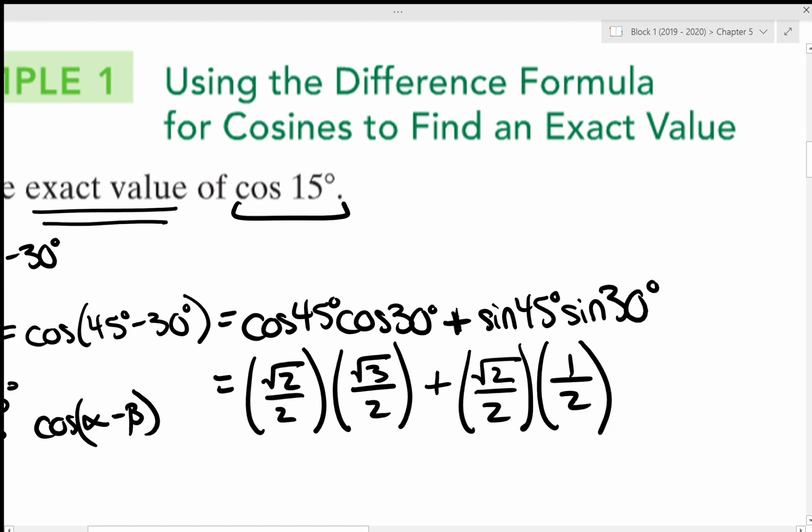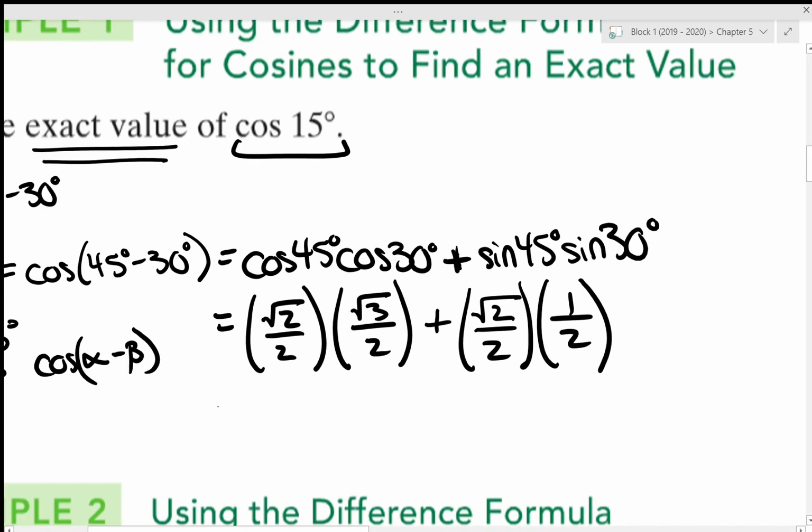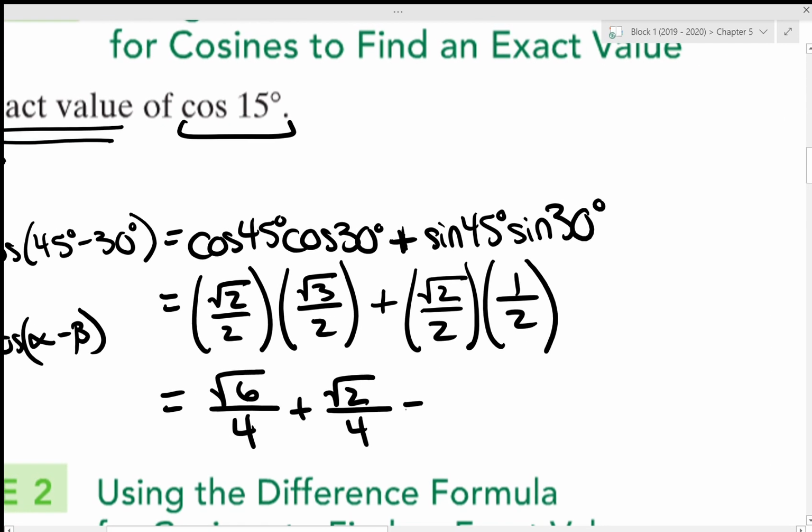From here, forget the fact that we're doing trig. Just do some multiplication, okay? PEMDAS. So the square root of 2 times the square root of 3 is the square root of 6. 2 times 2 is 4. Plus the square root of 2 times 1 is the square root of 2, over 4. So that means, luckily with a common denominator, I get the square root of 6 plus the square root of 2, all over 4.